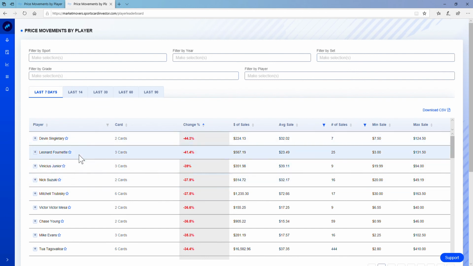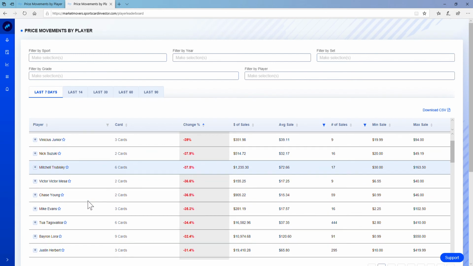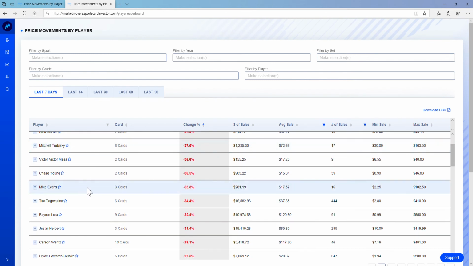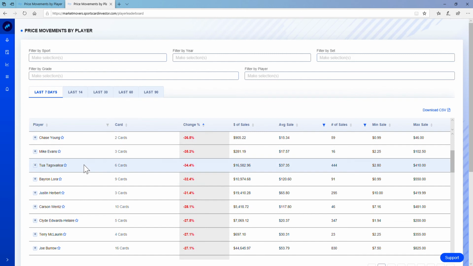You've got Leonard Fournette that's down big time. I mean, he had a big spike when he first signed with Tampa Bay, so that's not a huge surprise. Mike Evans, kind of the same thing, huge spike when Tom Brady came on board. Evans is down, but that's interesting. He's down. I still think he's an awesome investment. And Herbert's down as well, and he's still starting. So let's look at Herbert really quick.